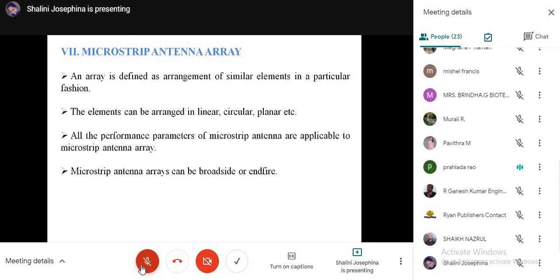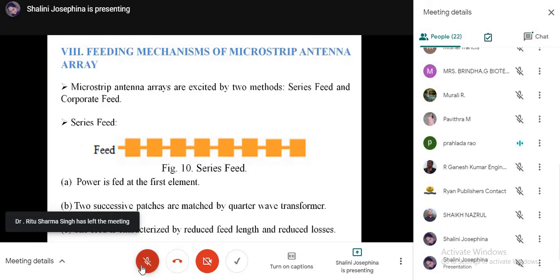These microstrip antenna arrays can be broadside or end fire. Broadside is the one where the radiation is perpendicular to the arrangement of the antenna array. End fire is the one which is parallel to the arrangement of the antenna elements.